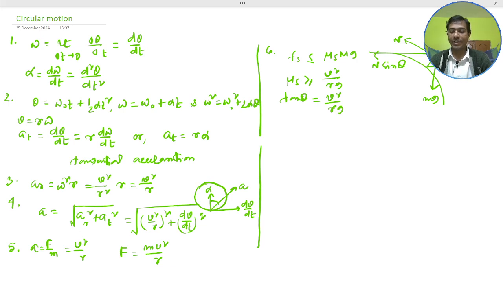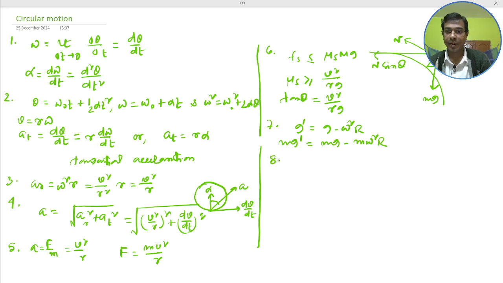Effect of Earth's rotation on apparent weight. This is another important thing. Effect of Earth's rotation on apparent weight: basically g dash is equal to g minus omega square r, and the apparent weight mg dash is equal to mg minus m omega square r. Last one, the critical velocity.